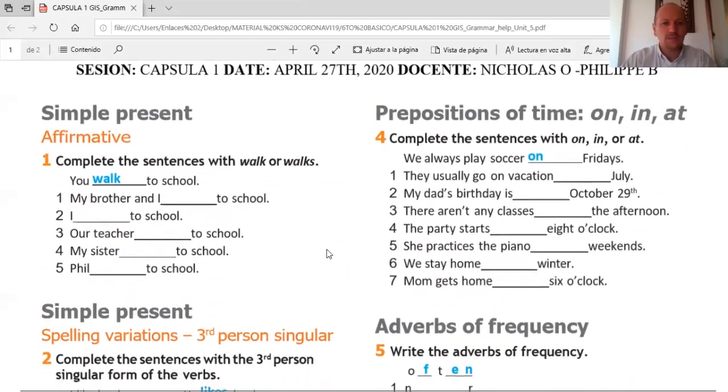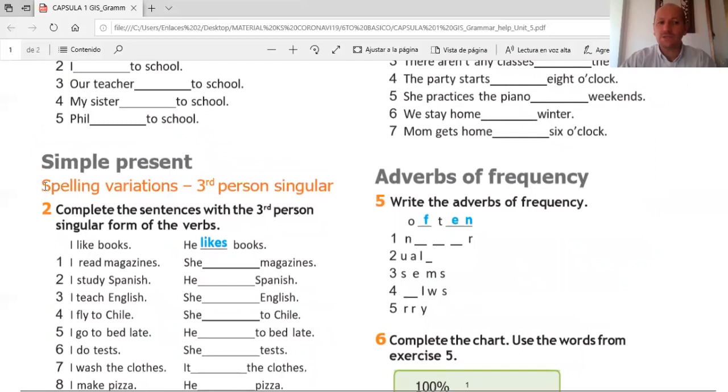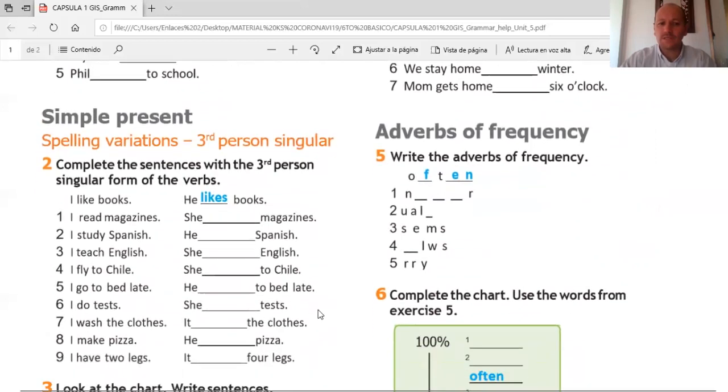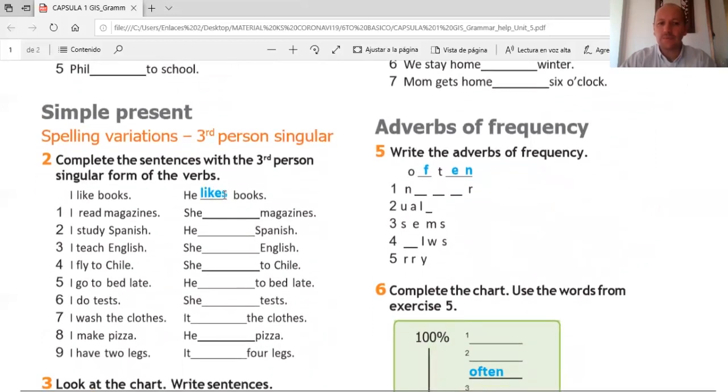En esta guía, ¿cierto? En esta hojita, vamos a practicar la forma afirmativa del simple present. También vamos a ver algunas variaciones de la tercera persona singular, ¿cierto? Recuerden que la tercera persona singular es la S que ponemos al final, ¿cierto? En algunos casos ES y en algunos casos IES, ¿ya?